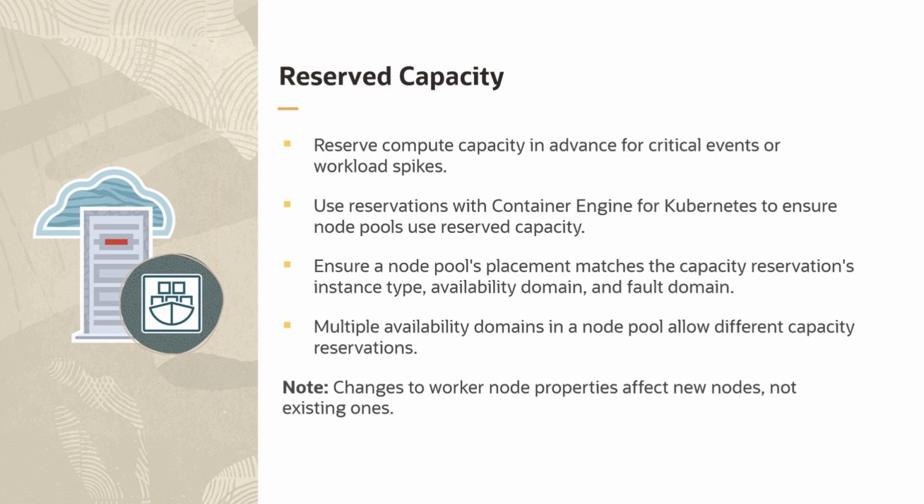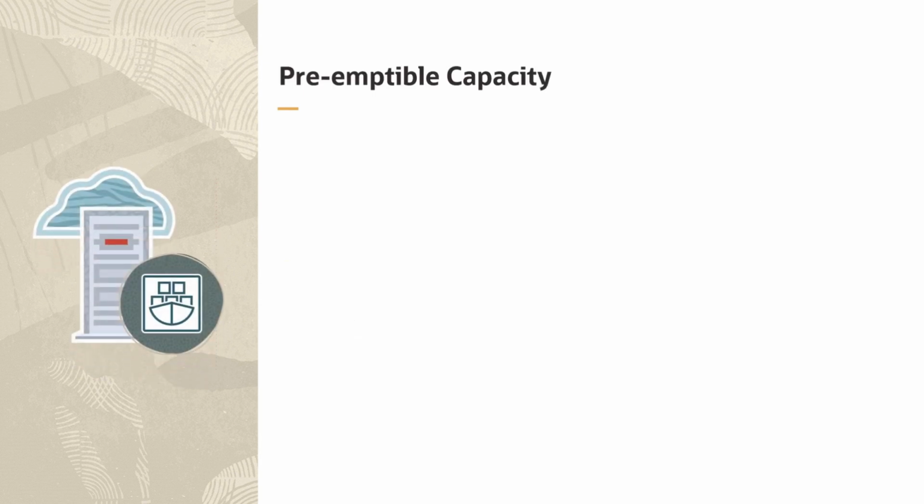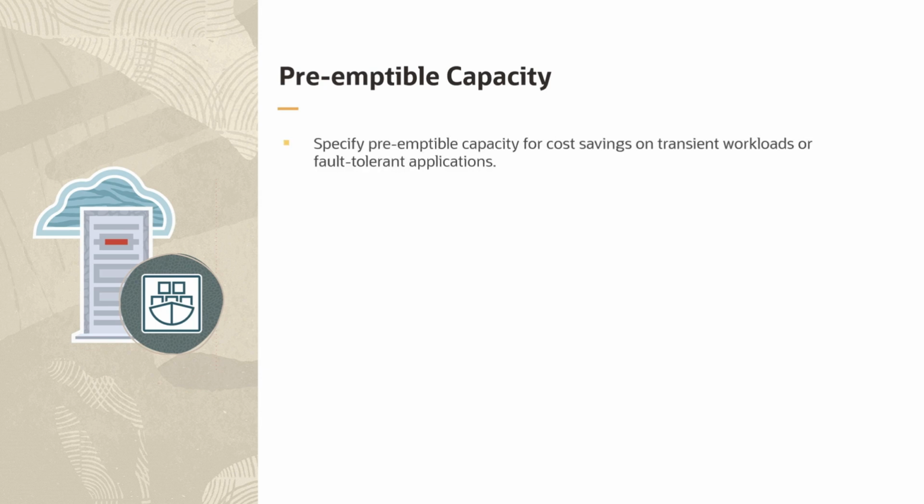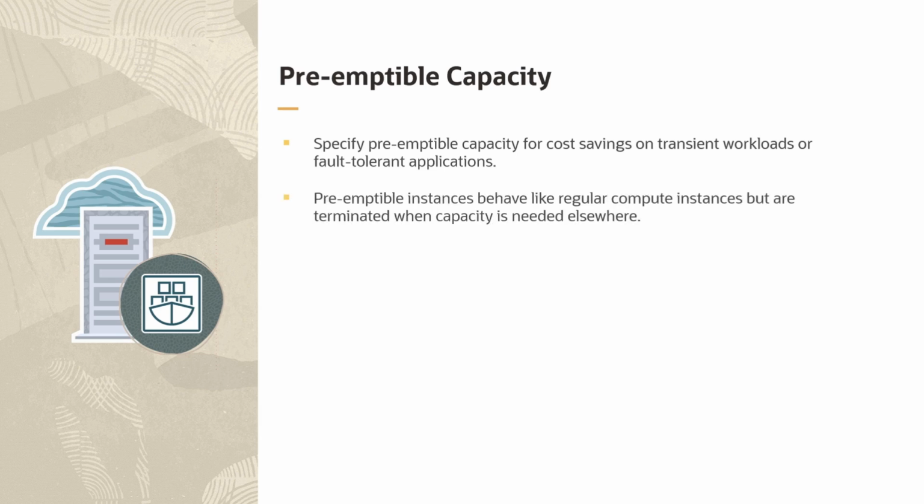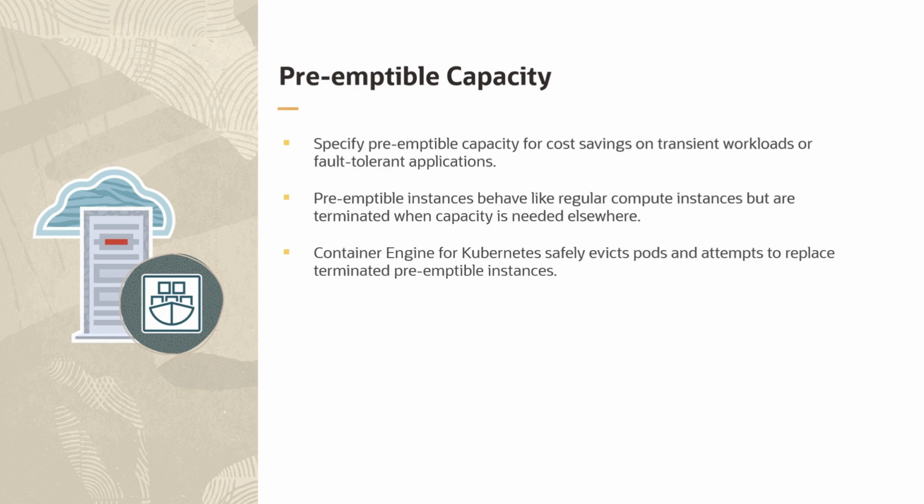Let's talk about preemptible capacity, a smart choice for those looking to save cost on transient workloads or fault-tolerant applications. These instances behave just like regular ones, but with a cost-saving twist. They are terminated when the capacity is needed elsewhere. Container Engine for Kubernetes has your back. It safely evicts pods and tries to replace terminated preemptible instances.